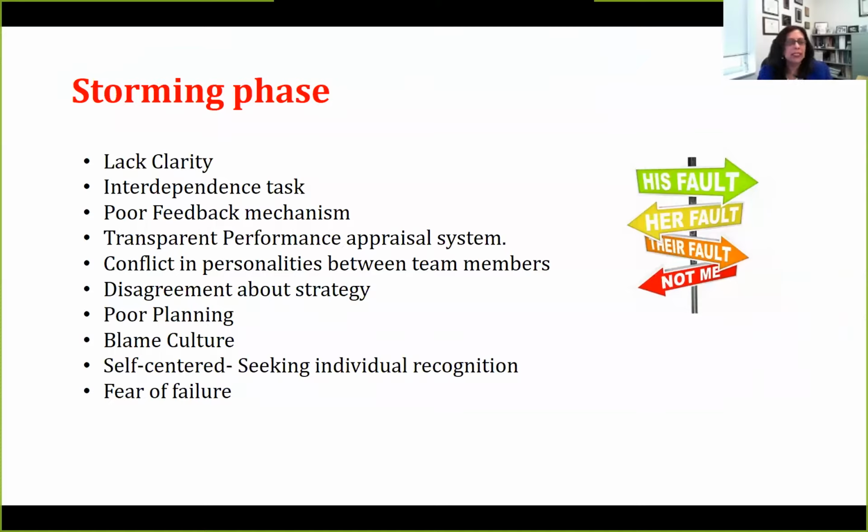The process needs to be put in place. Another thing is that conflict sometimes arises because of a poor feedback mechanism. We are very good at getting the task taken off the ground.